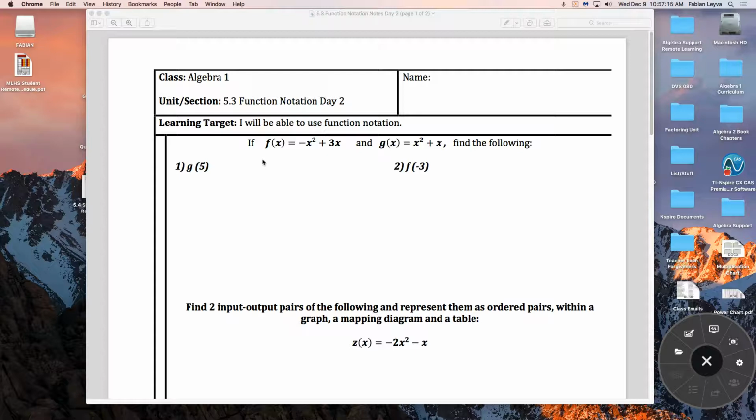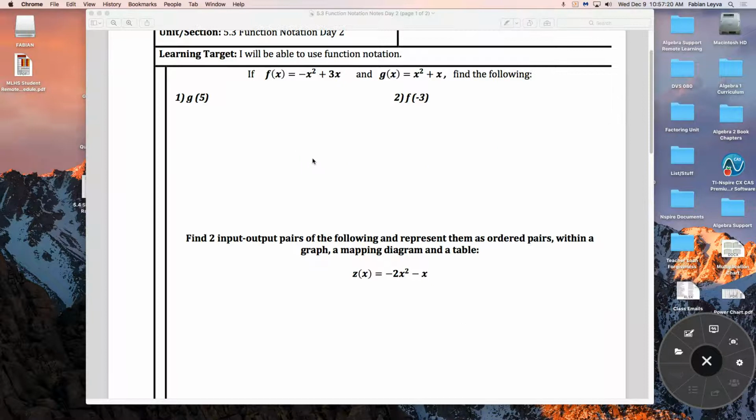All right, guys, so today's going to be our second day on 5.3 function notation. We're just going to be building up on what we learned at the beginning of the week. Now, keep in mind that I said build up. If you did not watch the video in the first week, that is what you should be doing because, again, this is building on itself. If you don't have the right foundation, you're going to struggle a little bit.